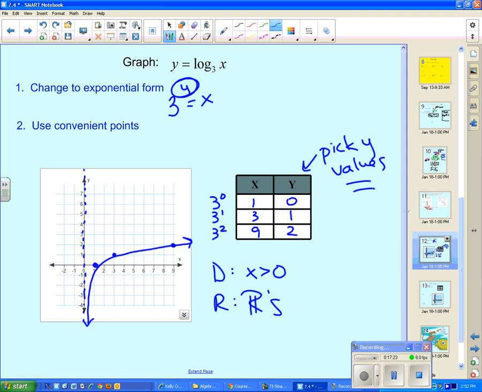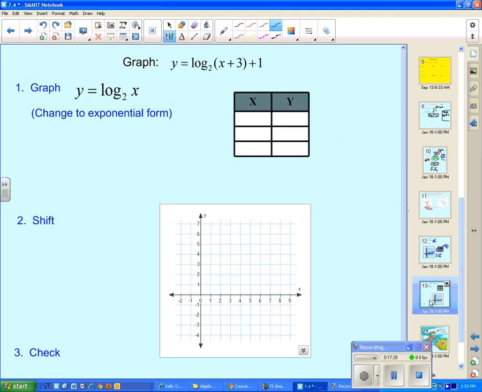All right, let's look at the next one then. So using the same idea from exponentials, let's take a trickier log function and make it easy. Let's get rid of the plus 3 and get rid of the plus 1 and just graph log base 2 of x. Okay, so again, you change it to exponential form, pick some y values, and then graph it.